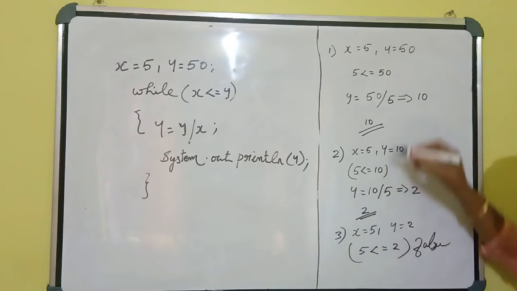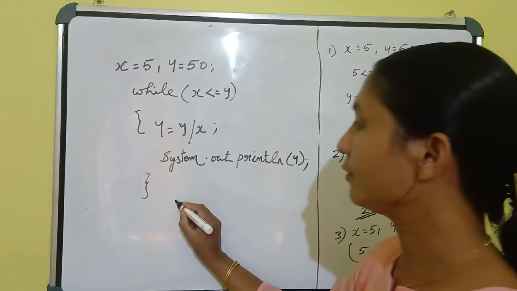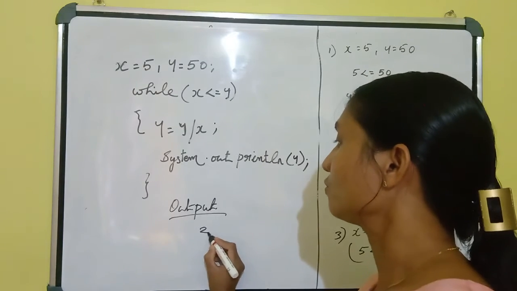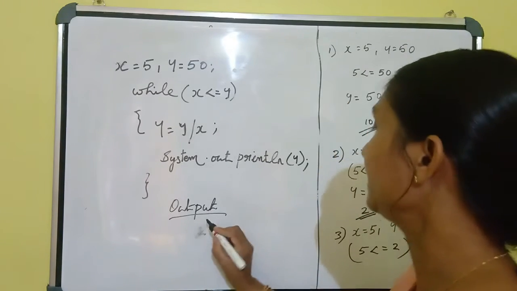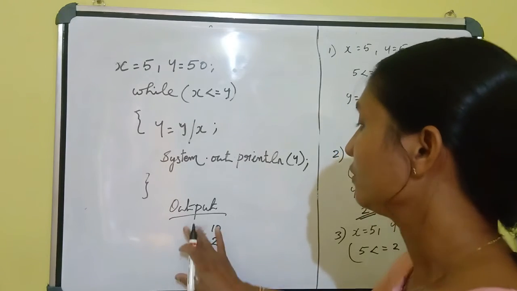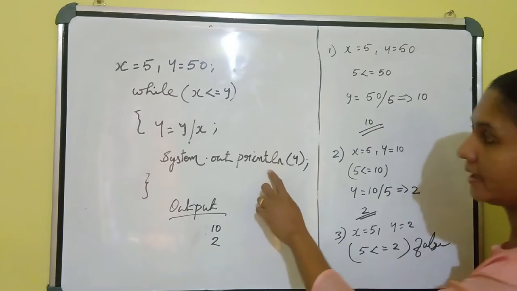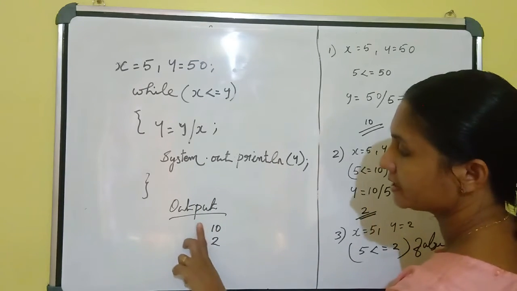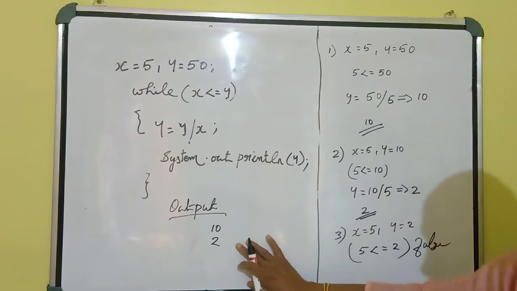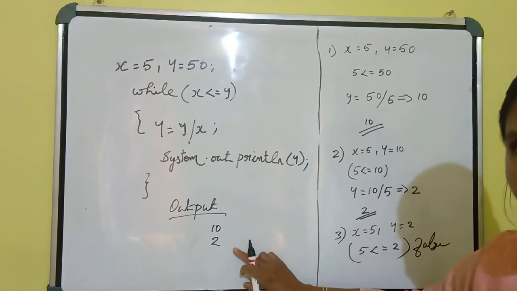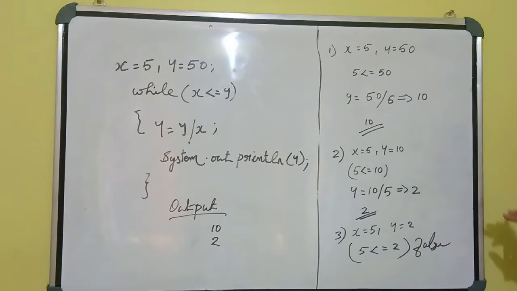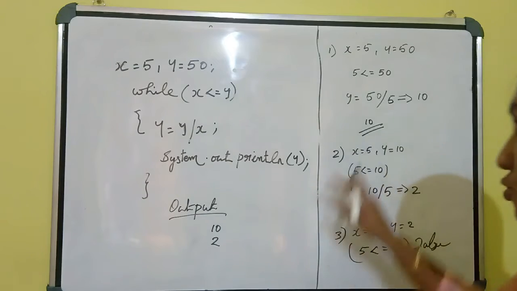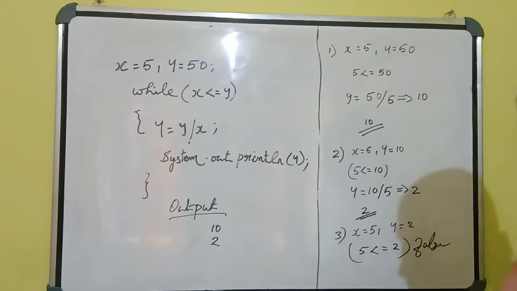Then what are the different values you got? What is the output? Do you know? First you got 10, then 2. We should write them on separate lines because they used a println statement. For each value we get a new line. That means first 10, then 2. These are the output. And how many times will it work? In the question, they ask how many times the loop will execute. That means 2 times. First time, second time, third time the loop terminates.